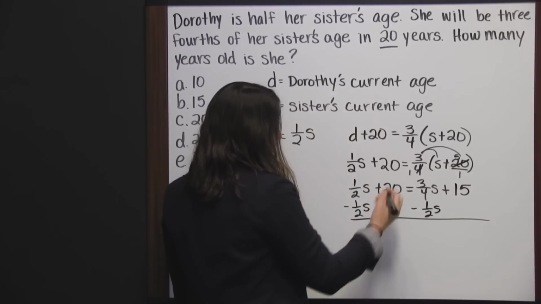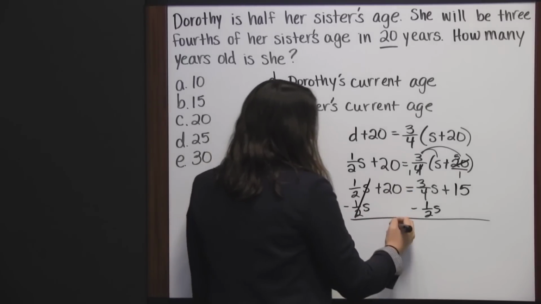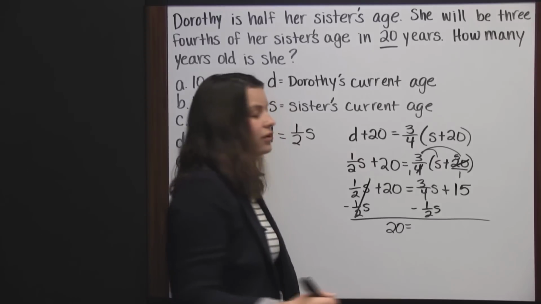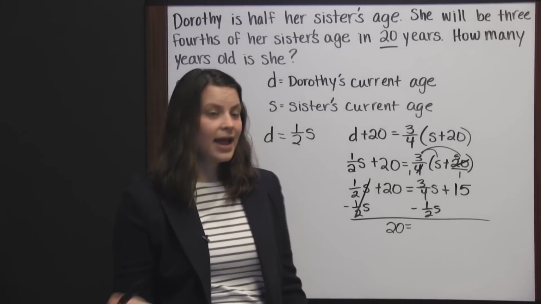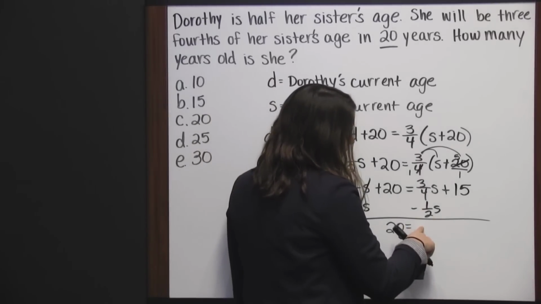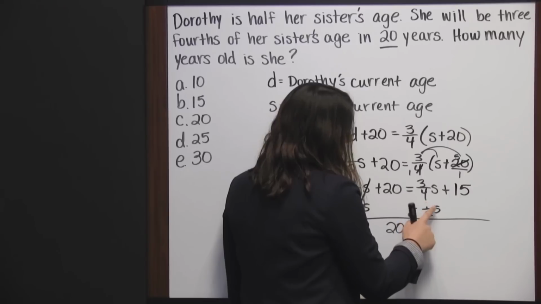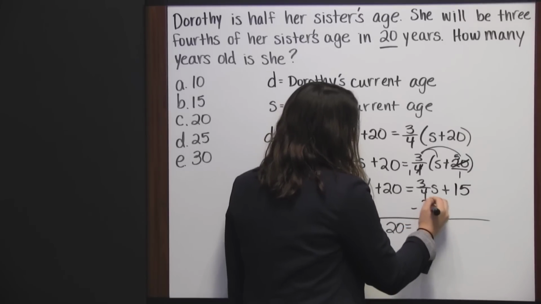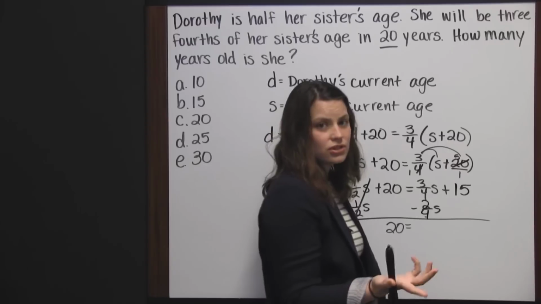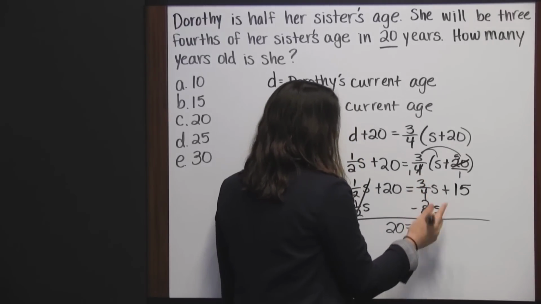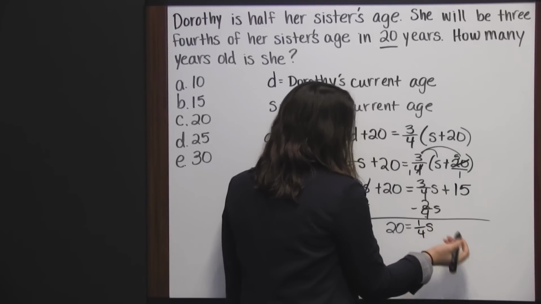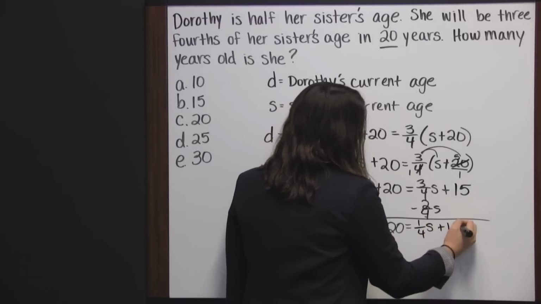1/2 S minus 1/2 S is 0. I'm going to bring down 20, and that equals. Now, to subtract fractions, I have to have common denominators. So 1/2 is also 2/4. So I'm going to change 1/2 to 2/4 so that I can subtract these. And then when I subtract, you just subtract the numerators. 3 minus 2 is 1, and your denominators stay the same, 1/4 S, plus 15.